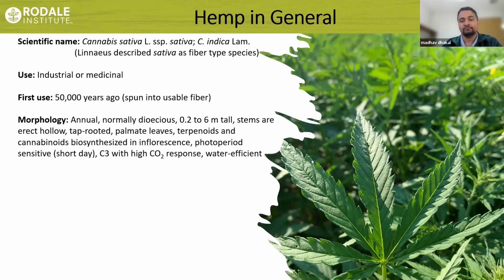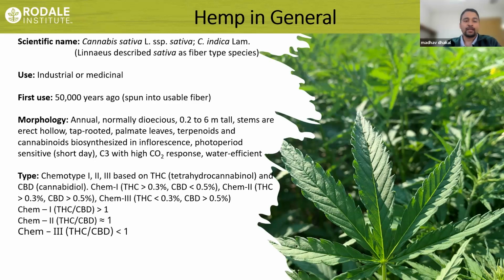It grows from 20 centimeters to 6 meters tall, and the stems are erect and hollow. This is a tap-rooted crop, and you can see the leaf pattern, which is palmate. Terpenoids and cannabinoids are biosynthesized in the inflorescence, and the crop is photoperiod sensitive, usually short day. It is a C3 plant with high carbon dioxide response and is water efficient. And this is just a short overview of the morphological features of this crop.